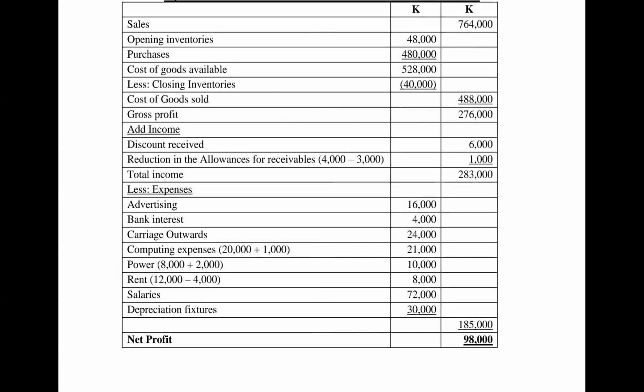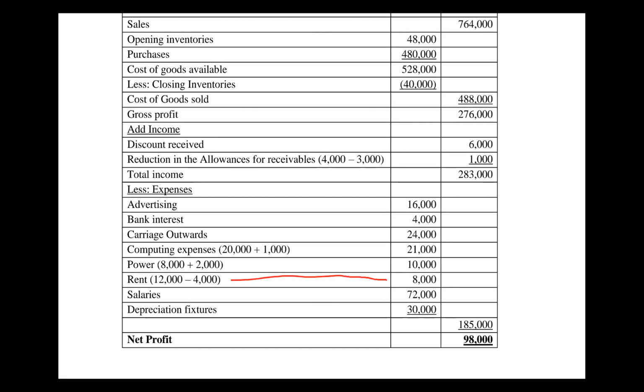Did you get that? Salaries, you know them. Depreciation for fixtures, we just record that which occurred in the period. The depreciation that you're interested in is that which occurred from 1st January to December 31st. And then these are the total expenses.